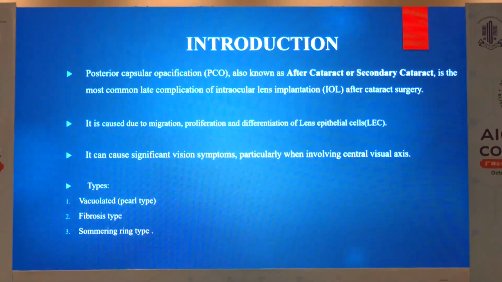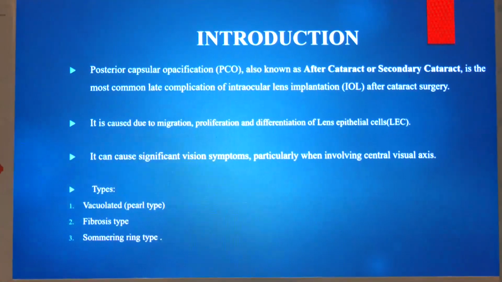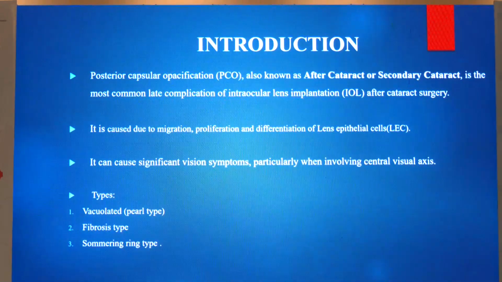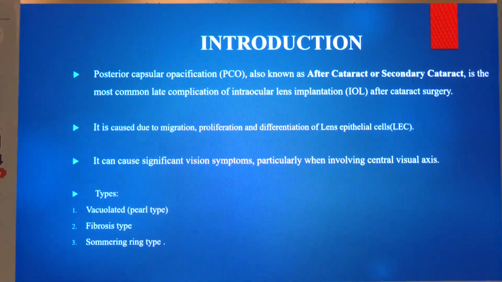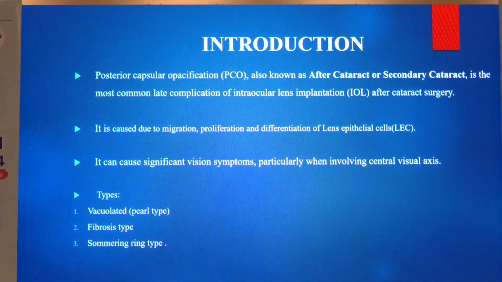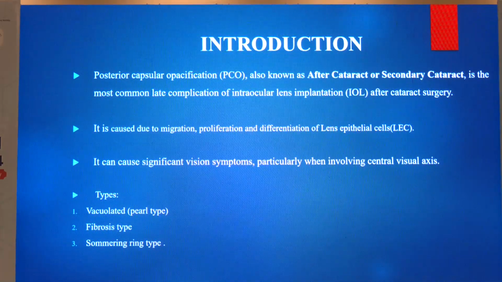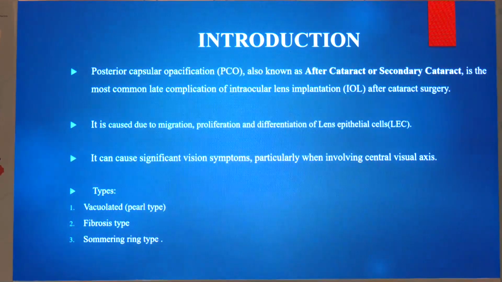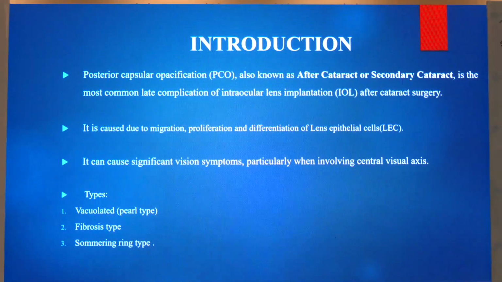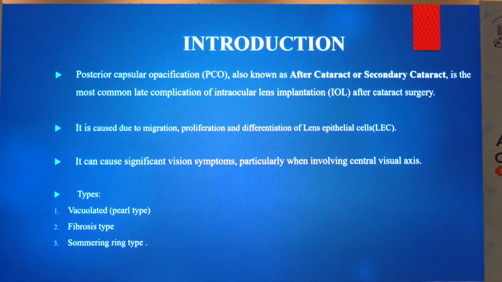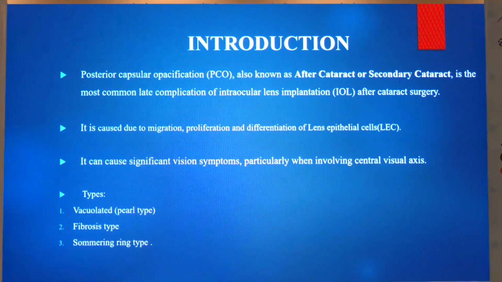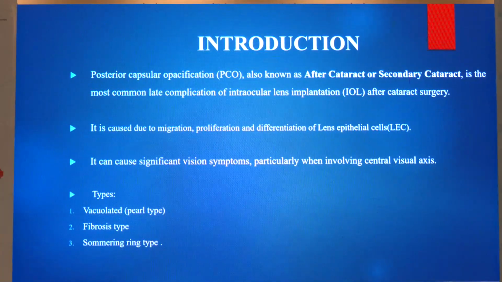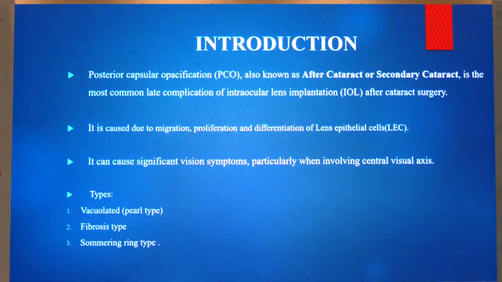Posterior capsular opacification, also known as after-cataract or secondary cataract, is the most common late complication of intraocular lens implantation after cataract surgery. It is caused due to migration, proliferation, and differentiation of lens epithelial cells. It can cause significant visual symptoms, particularly when involving the central visual axis. The types of PCO are vacuolated or pearl type, fibrosis type, and Soemmering ring type.